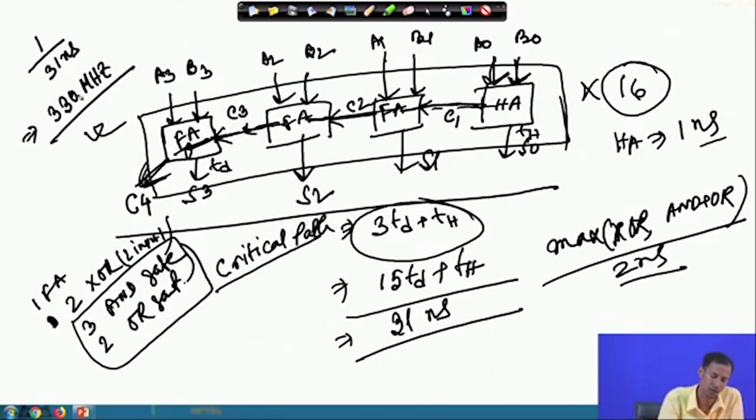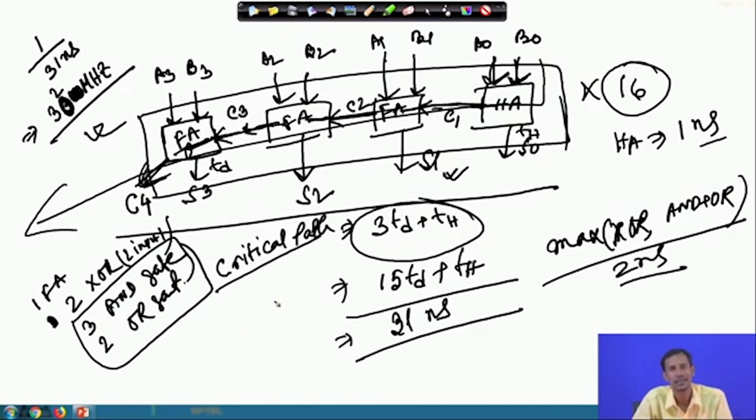Or not 330, I think 30. Let us consider 30 or 32 or something like this, 32 or 30 megahertz. If I increase this number more, then the carry rippling time from LSB to the MSB becomes more. So, that is a disadvantage of this particular circuit.